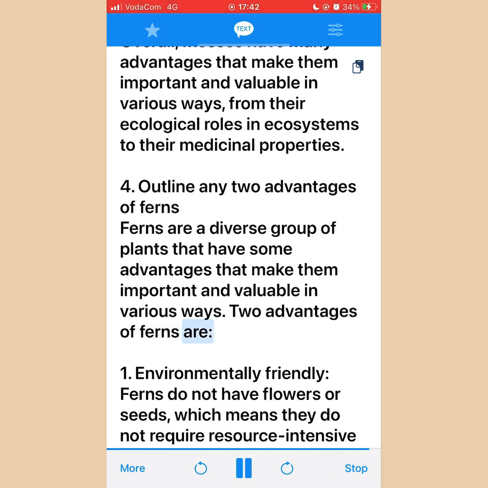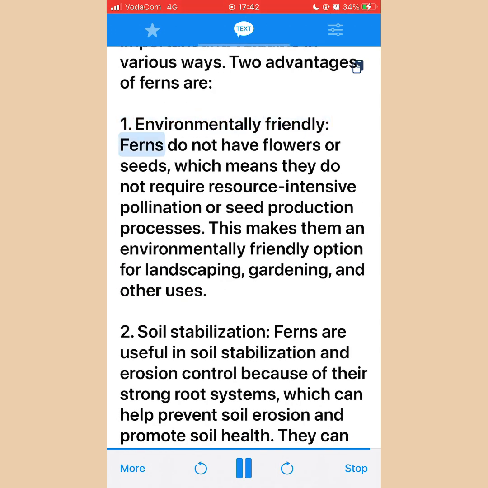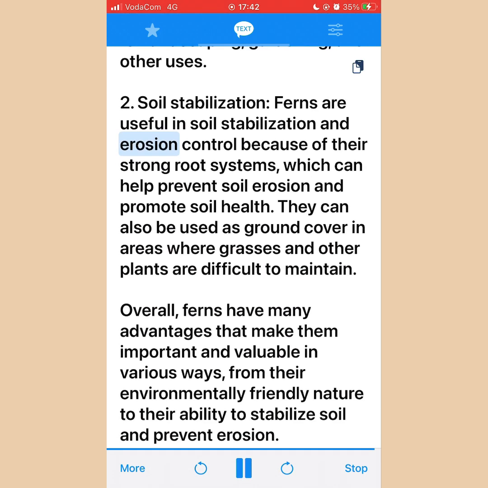2 advantages of ferns are: 1. Environmentally friendly. Ferns do not have flowers or seeds, which means they do not require resource-intensive pollination or seed production processes. This makes them an environmentally friendly option for landscaping, gardening, and other uses. 2. Soil stabilization. Ferns are useful in soil stabilization and erosion control because of their strong root systems, which can help prevent soil erosion and promote soil health. They can also be used as ground cover in areas where grasses and other plants are difficult to maintain. Overall, ferns have many advantages that make them important and valuable in various ways, from their environmentally friendly nature to their ability to stabilize soil and prevent erosion.